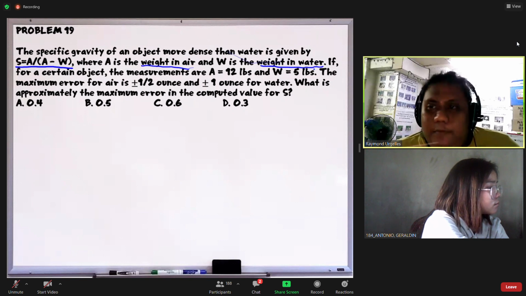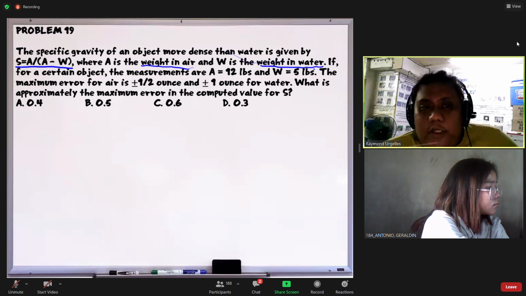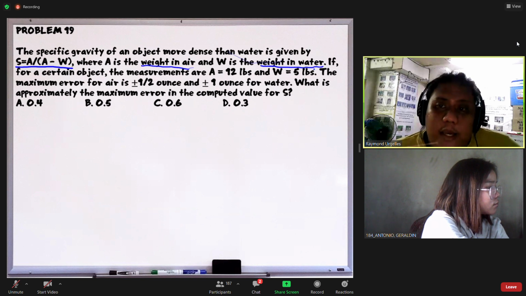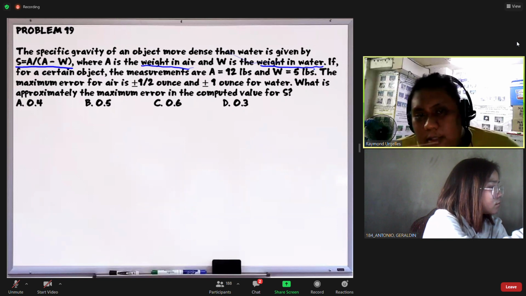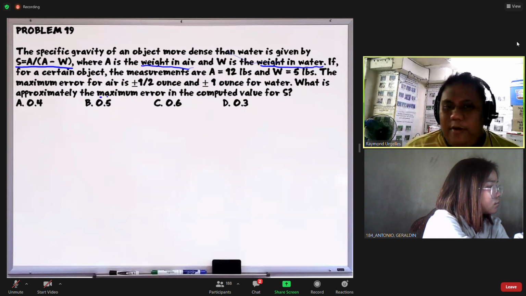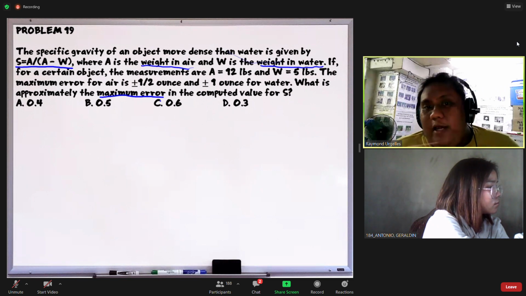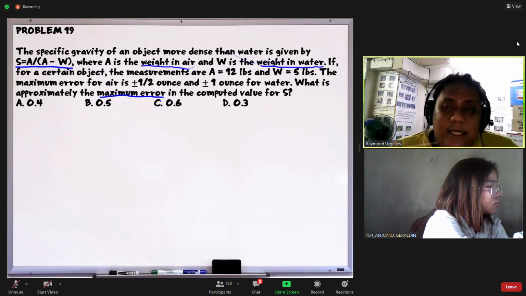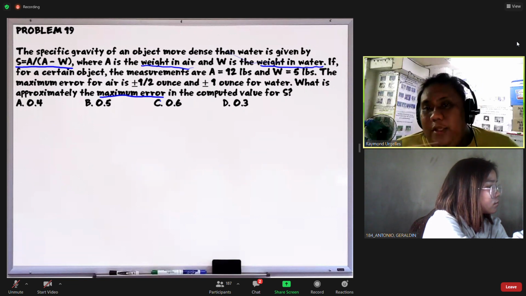So if for a certain object, the measurements are A is equal to 12 pounds, and W is equal to 5 pounds. The maximum error for air is plus or minus 1/2, and sa water naman daw is plus or minus 1 ounce. What is approximately the maximum error in the computed value for S? Remember, ang hinahanap natin dito, maximum error. Pag sinabi maximum error, we need to get all the possibilities, para makita natin aling combination yung magbibigay sa atin ng pinakamataas na error sa pag-compute ng value ng S.